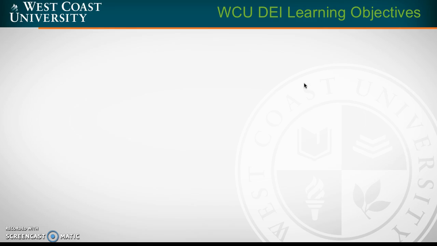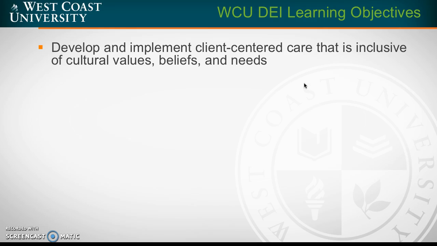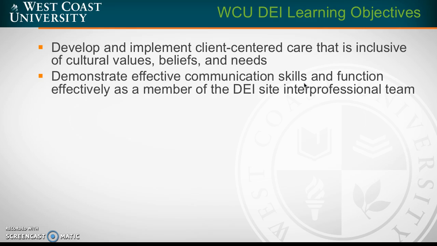The West Coast University DEI learning objectives closely reflect our program learning outcomes. We ask that students choose 3 of the following that relate to their project in order to be assessed on during midterm and final evaluation. First, develop and implement client-centered care that is inclusive of cultural values, beliefs, and needs. Second, demonstrate effective communication skills and function effectively as a member of the DEI site interprofessional team.